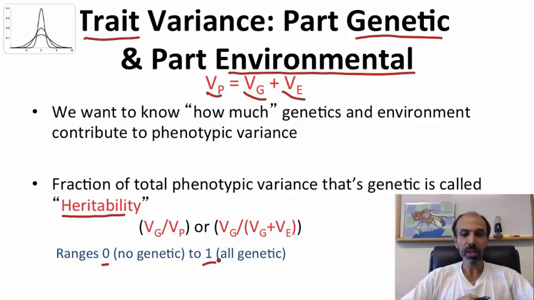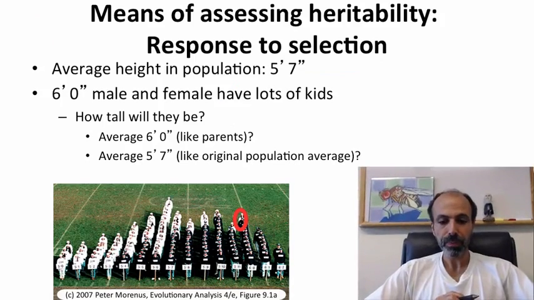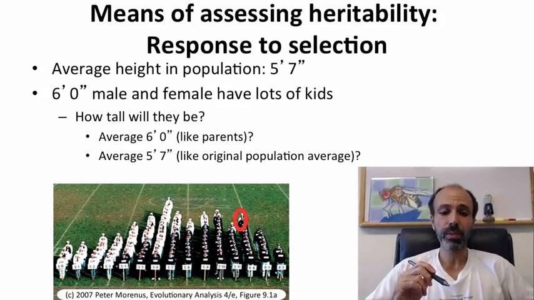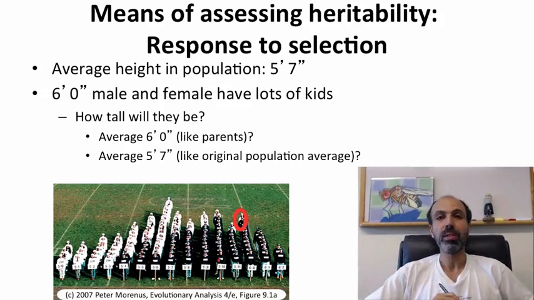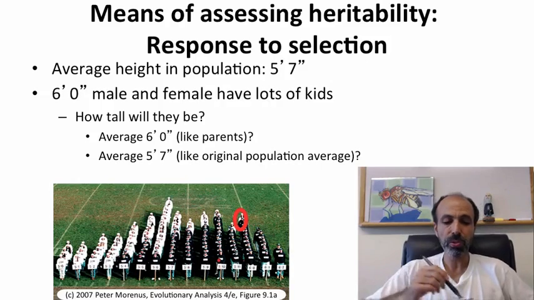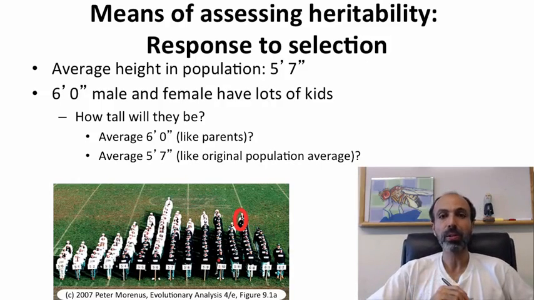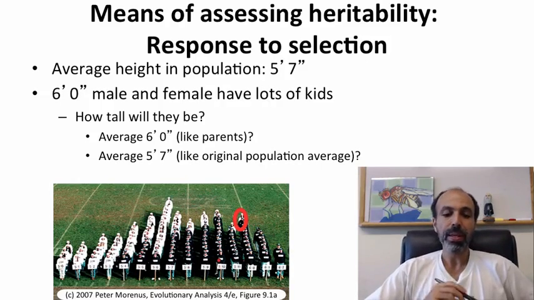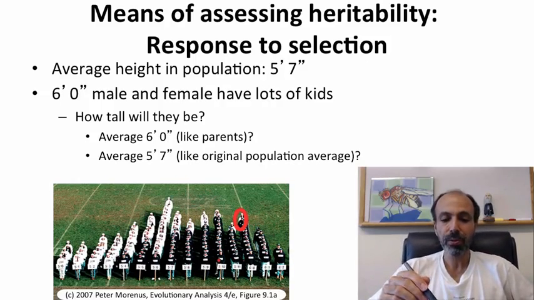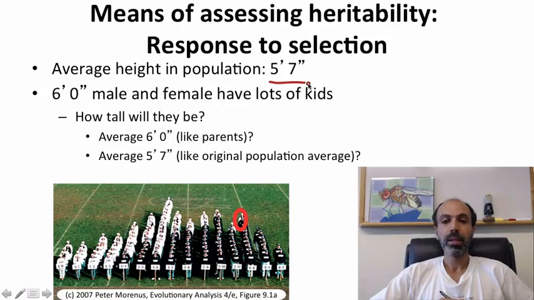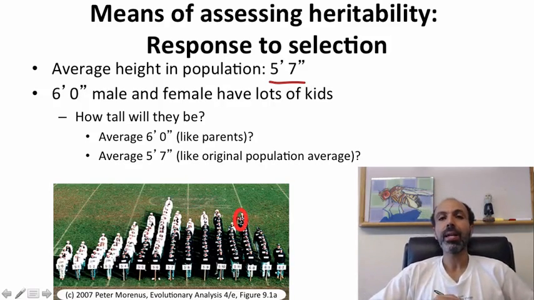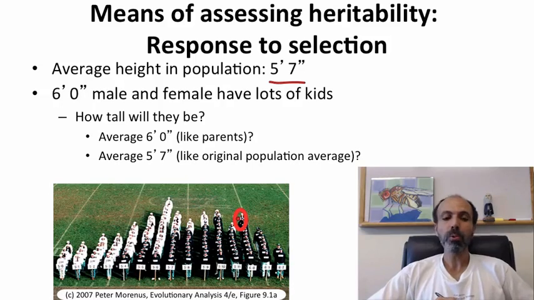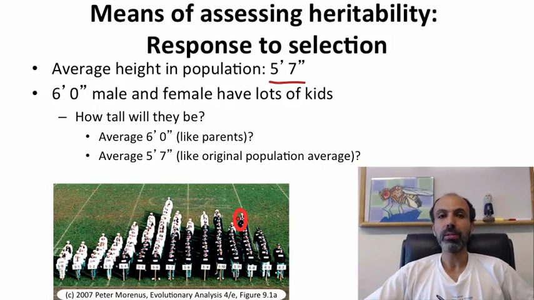Now, we talked about means of identifying this before, but a new means I want us to start looking at here is the response to selection. Now, this picture shows several students. The ones in white are girls, the ones in black are boys. The average height of this population, as you can see, is about 5 foot 7 inches. Now, let's imagine that we take the circled individuals here, that guy and that girl, and let's say they had a bunch of kids. What would we expect? How tall would those kids be?